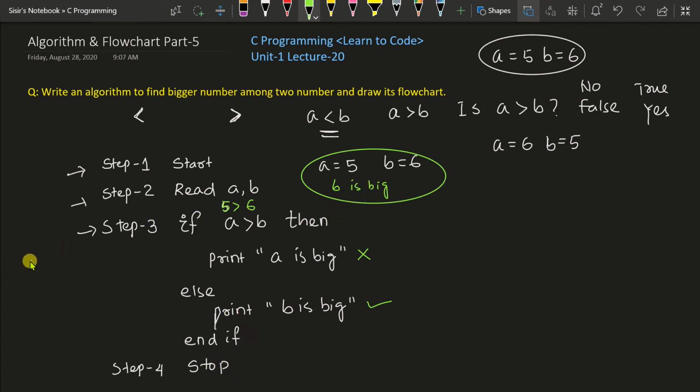Similarly, if you are supplying A is equal to 6 and B is equal to 5, let's say, for the second run or second execution, after reading A, B, you have supplied A is equal to 6 and B is equal to 5, then what will be done by the computer? It will check 6 is greater than 5, true or false. This is true. So if it is true, then this line gets executed. Which line? This line gets executed and this will be discarded. So it will print A is big for this input. Right? For this input, A is big.